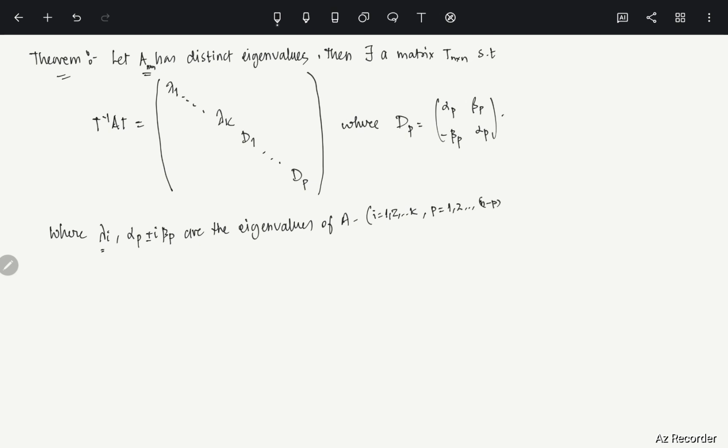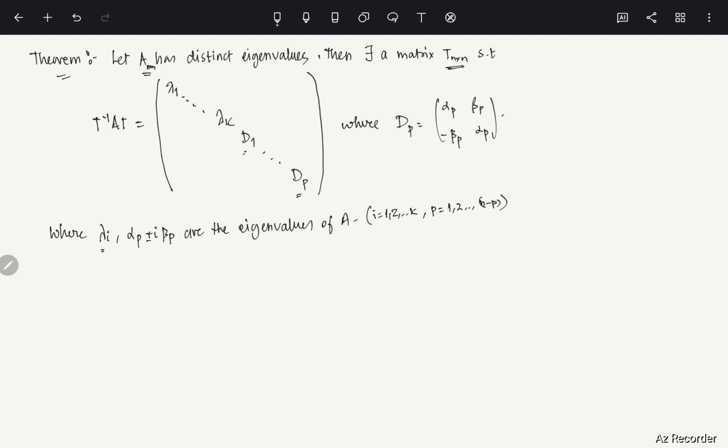n minus p. Clear? Okay. Now what we are trying to suggest here is this. See that A may be a complicated matrix, right? But if it has distinct eigenvalues, then you can have a change of variable T, such that T inverse AT will look very much like a diagonal matrix. It may not be fully diagonal, because you see this D1, D2, Dp, these are like block matrices, but more or less very much like a diagonal matrix.